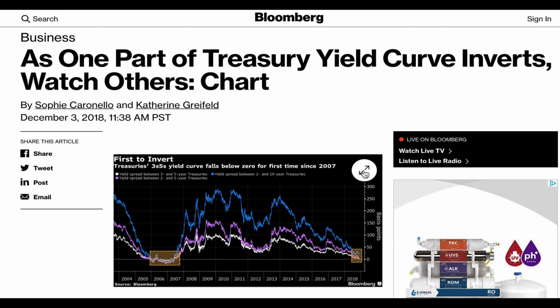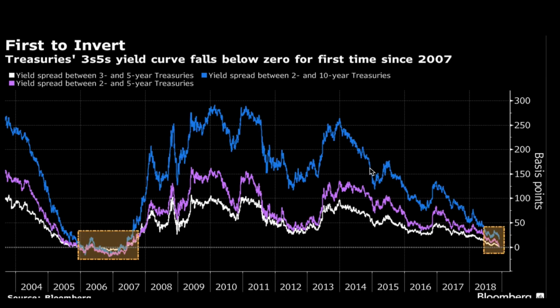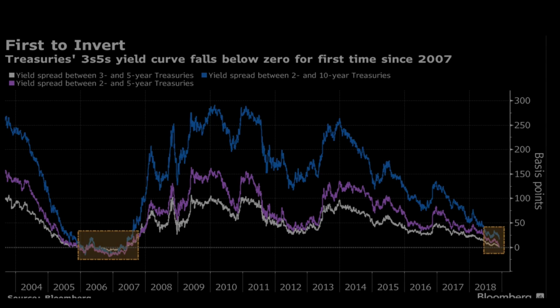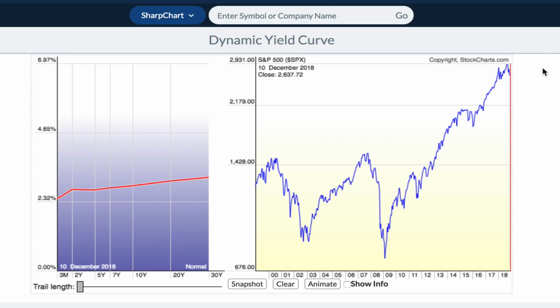And this chart here from Bloomberg, this is as one part of the Treasury yield curve inverts, watch the others. And so this chart is very interesting. I'm going to come back to it later because it's harder to explain. It'll be much easier if I go over to the dynamic yield curve that we have been following on stockcharts and show everybody once again. And for anybody new, I'm going to define everything. So if you understand the definitions, just hang in there with me for a second.